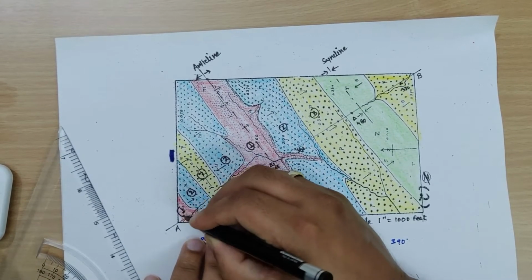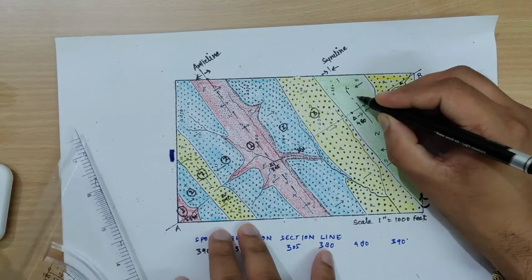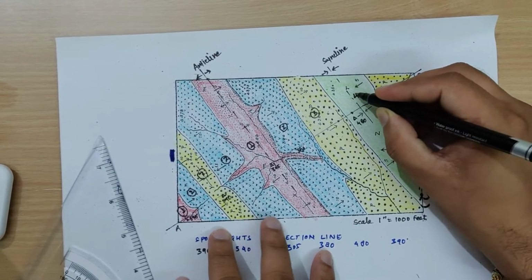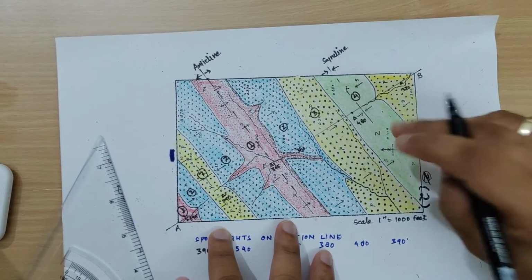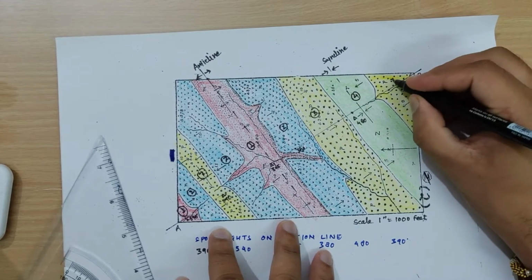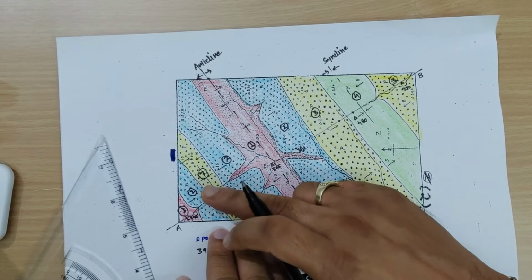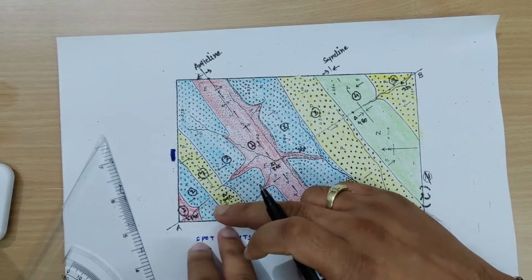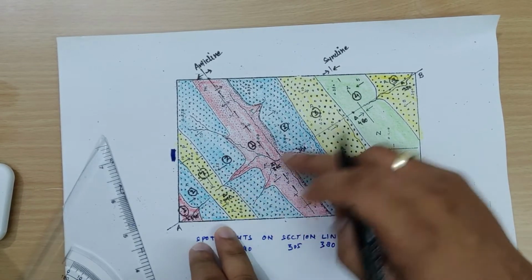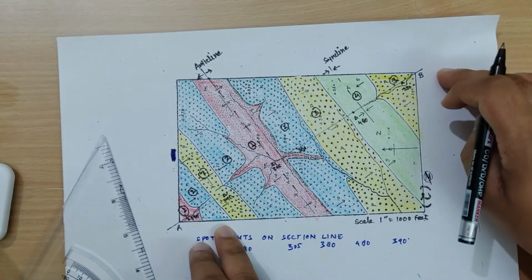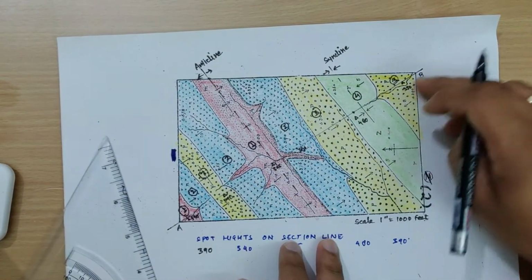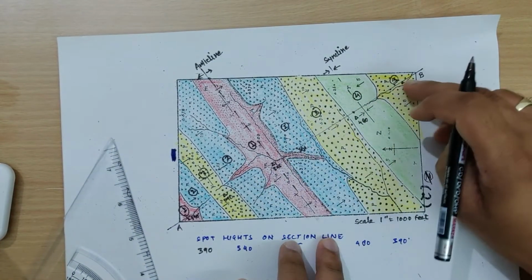Then we have bed number 1, and here we can see that this is bed number 4, because the syncline core contains the youngest bed. Back again we get bed number 3. Here one bed is omitted; 4 is not present over here. Again we get 2 and 3. So this is how the ages of beds are distributed in the anticline and syncline.